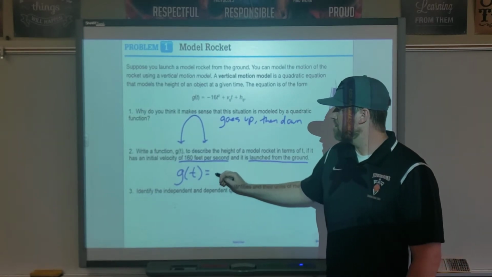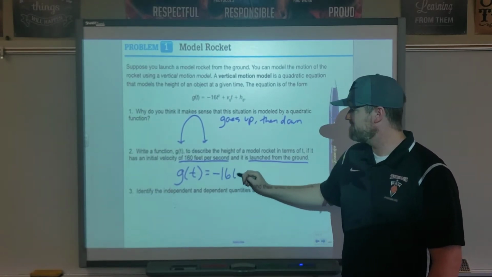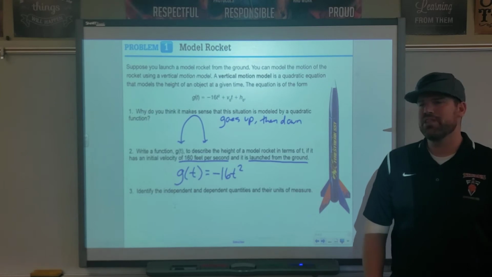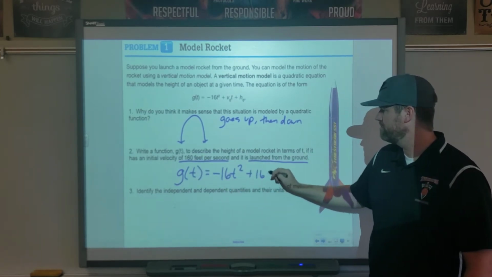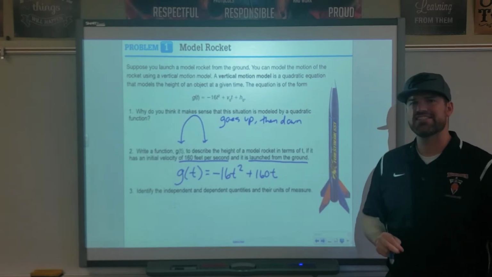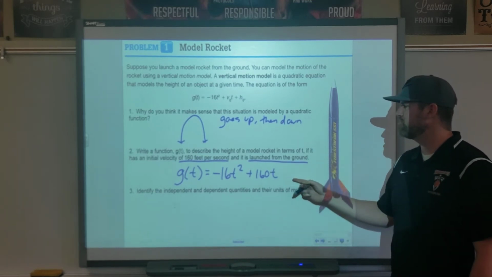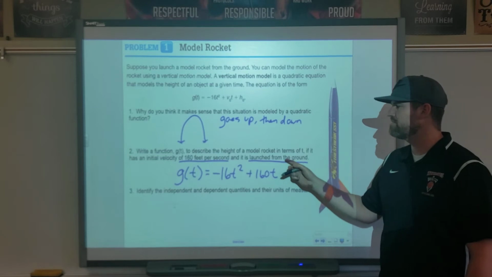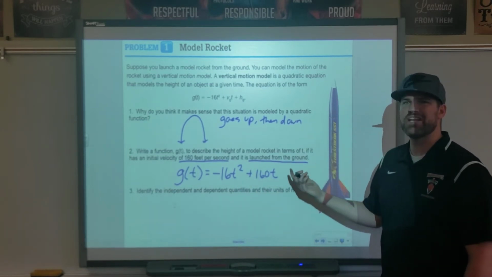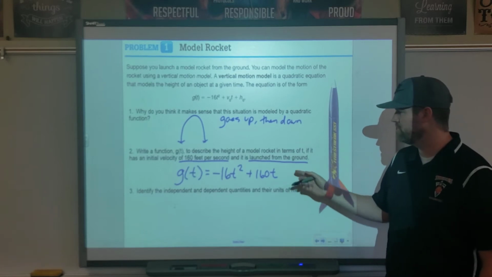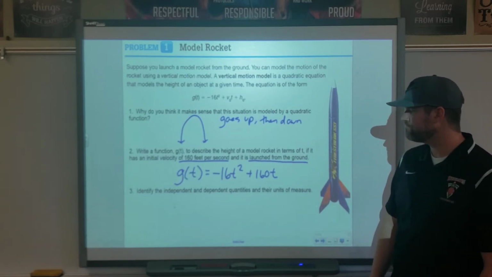So I know that it's always negative 16 t squared, but then it's plus the initial velocity, so plus 160. And then that always has a t attached to it. And then the initial height goes last. Well, if it's launched from the ground, what's the height of the ground? 0. So do I need to put plus 0? No, I'm good. I'm just going to leave it like that.